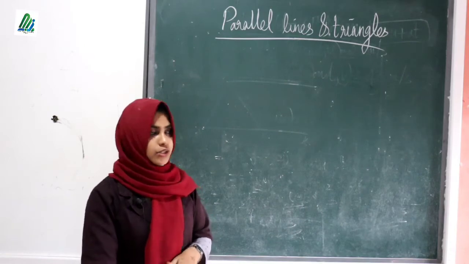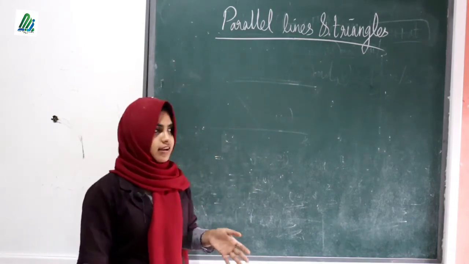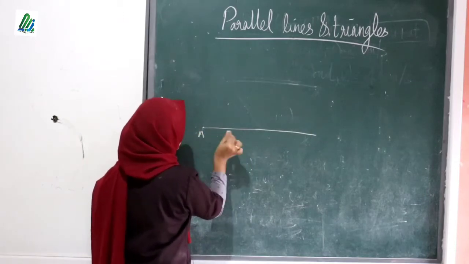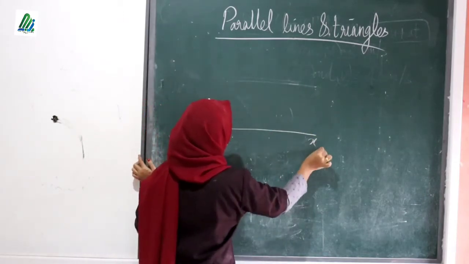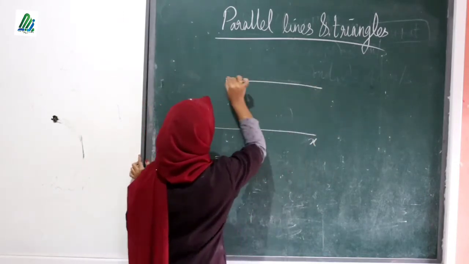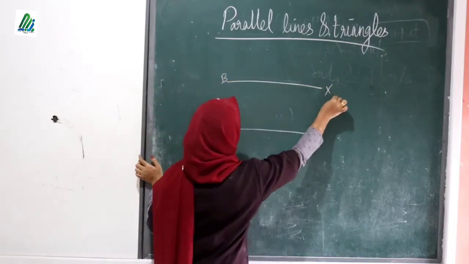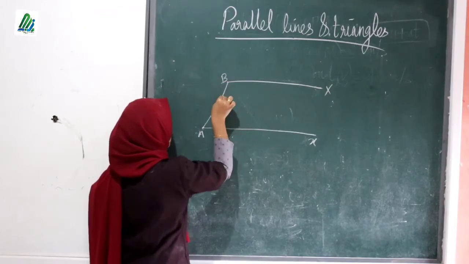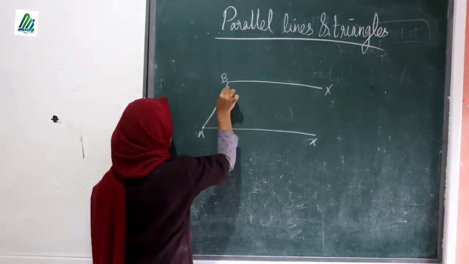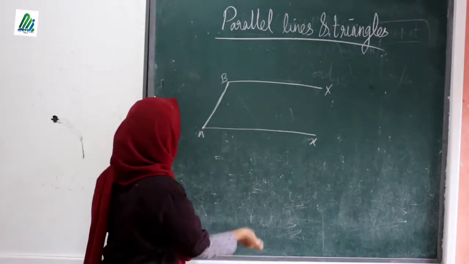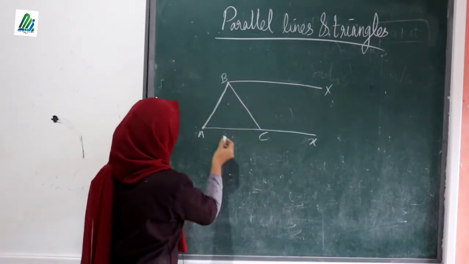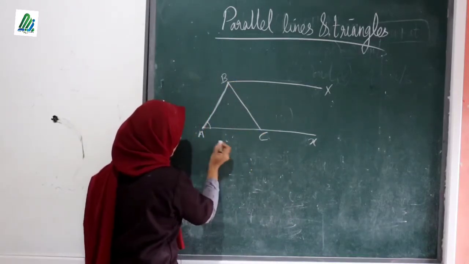We are going to learn a new topic, parallel lines and triangles. So look at this figure. A, X and B, Y. Join the slanted lines AB and also BC.